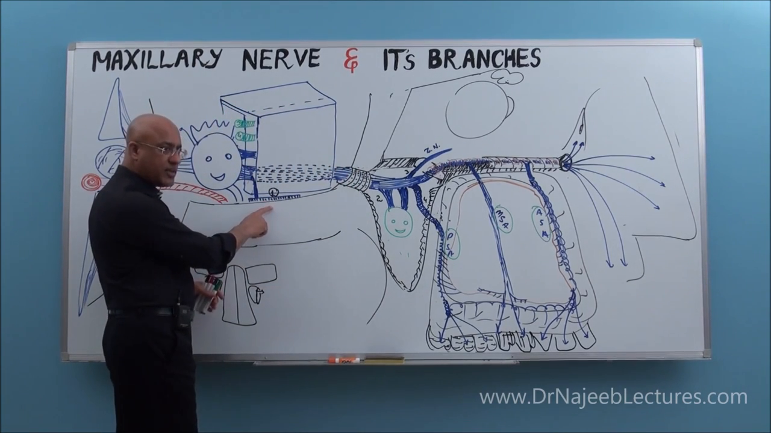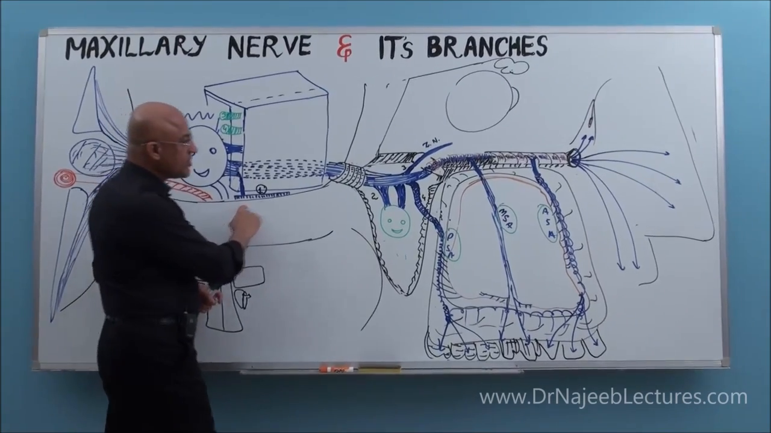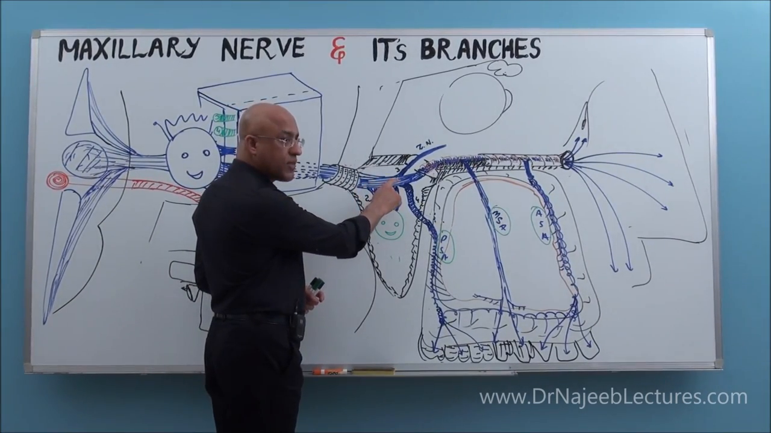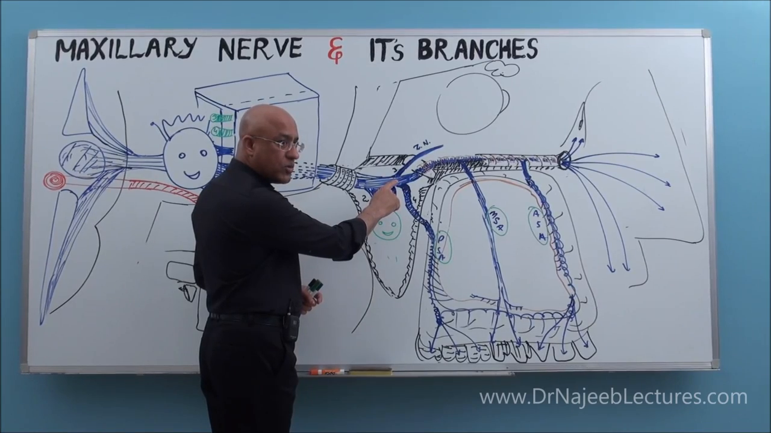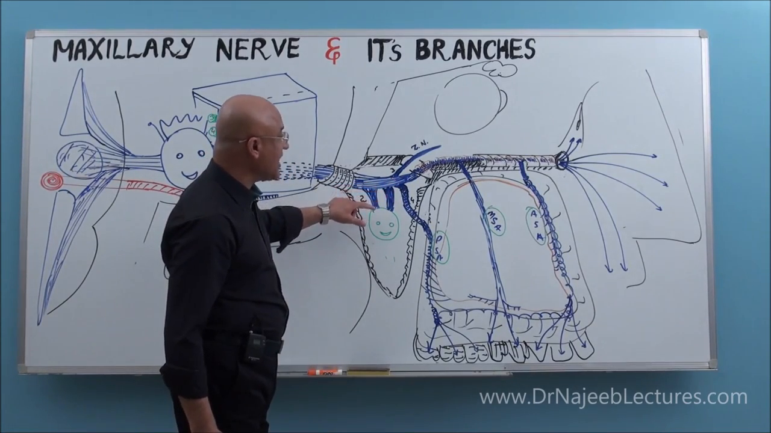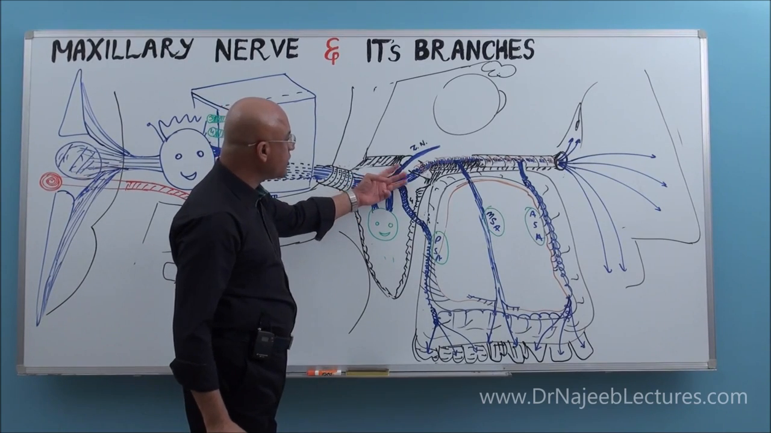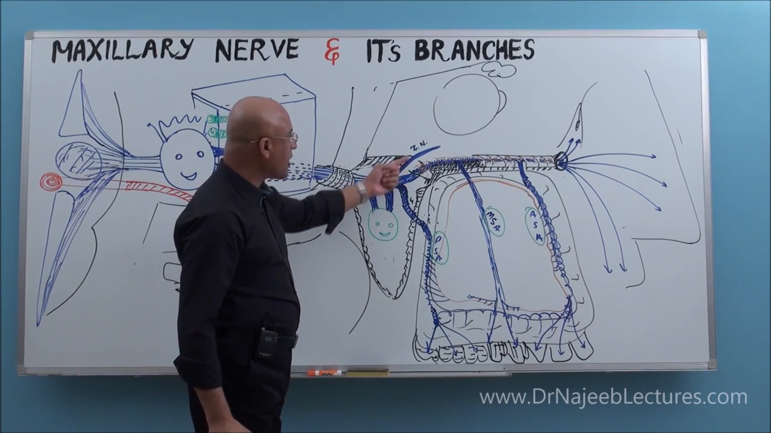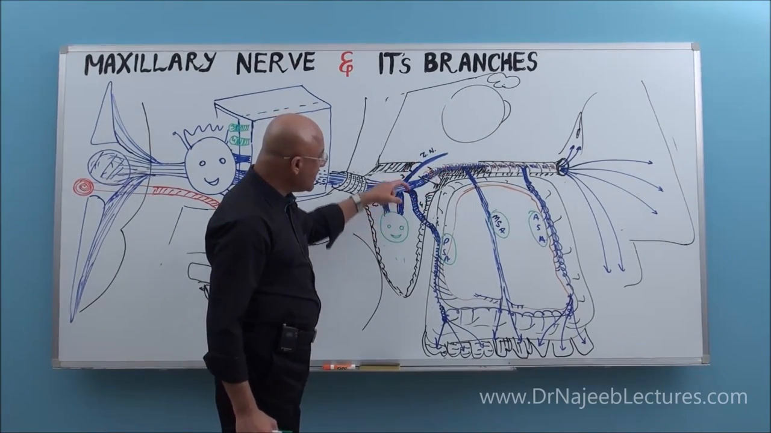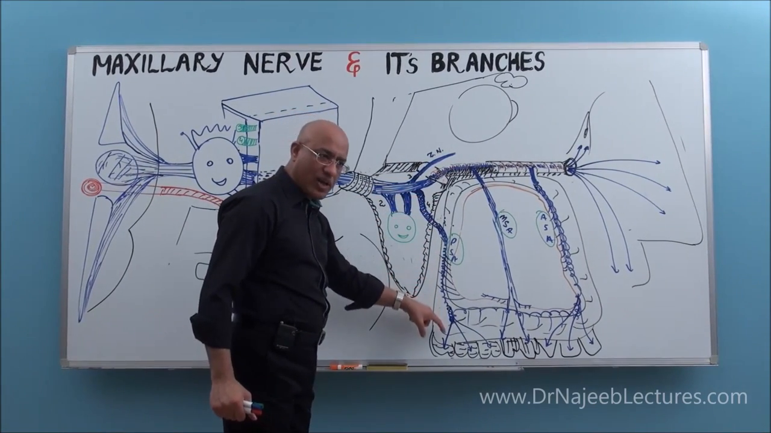One was the dural branch coming from the main trunk. Second is ganglionic branches coming from the main trunk while it is passing through pterygopalatine fossa. Within the pterygopalatine fossa, after giving the ganglionic branches, the nerve itself divided into three parts: zygomatic nerve, infraorbital nerve, and posterior superior alveolar nerve.